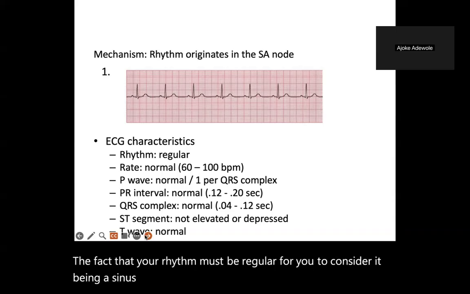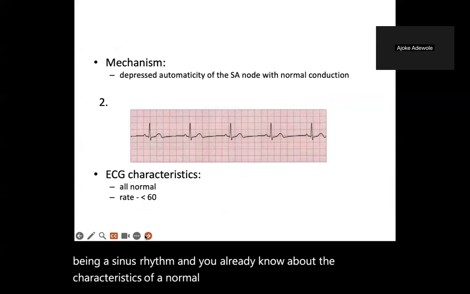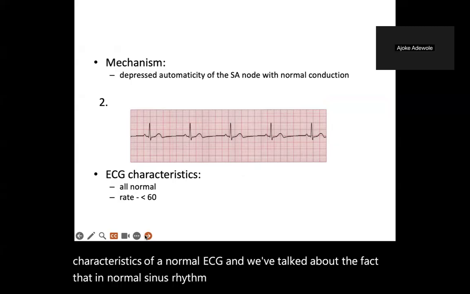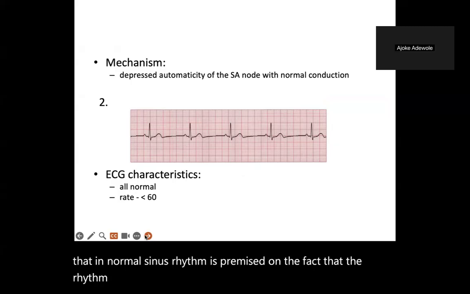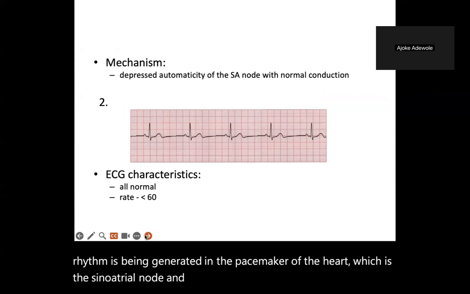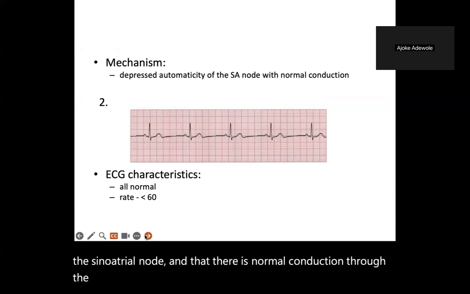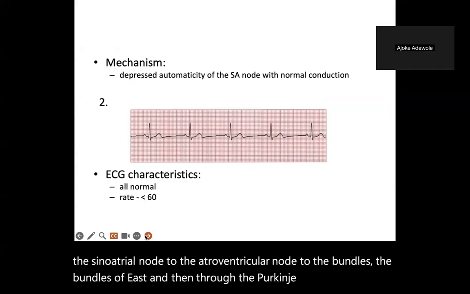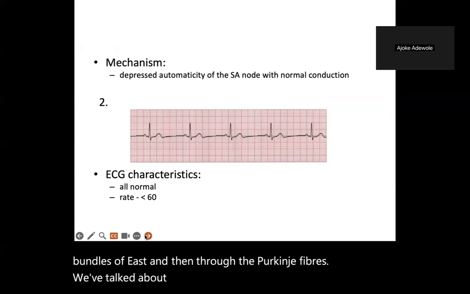And you already know about the characteristics of a normal ECG. We've talked about the fact that a normal sinus rhythm is premised on the rhythm being generated in the pacemaker of the heart, which is the sinoatrial node, and that there is normal conduction through the sinoatrial node to the atrioventricular node to the bundle of His, and then through the Purkinje fibers. We've talked about the rate, which means 60 to 100 beats per minute. We all know that that's the normal heart rate.